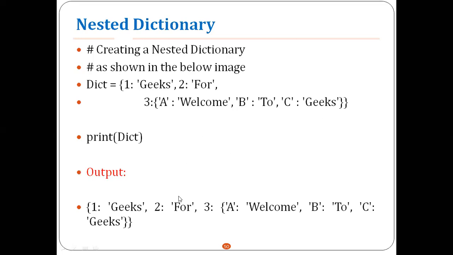Now we look at the output, how it appears. 1 colon gigs, 2 colon 4, and 3 colon a dictionary itself. So this is how we can create a nested dictionary, a dictionary within another dictionary. Again, the nested dictionary also contains key and value pairs. This is how you can create a nested dictionary.